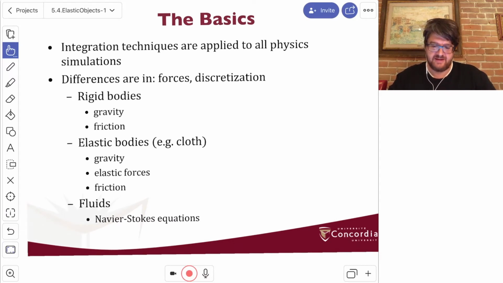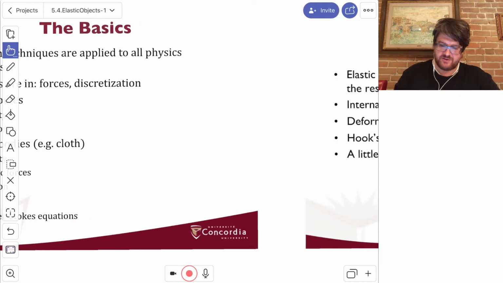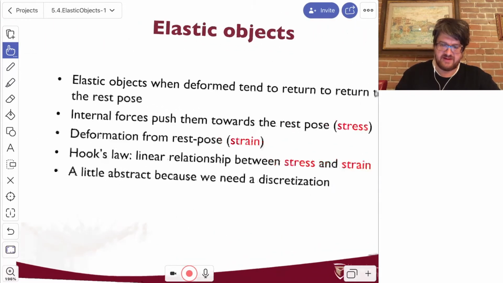And then in the fluids, we're going to have basically the Navier-Stokes equations, which are going to be forces: pressure forces, friction forces, tension forces. So they're going to be more complex types of forces coming into play. So we're going to start with the elastic objects.